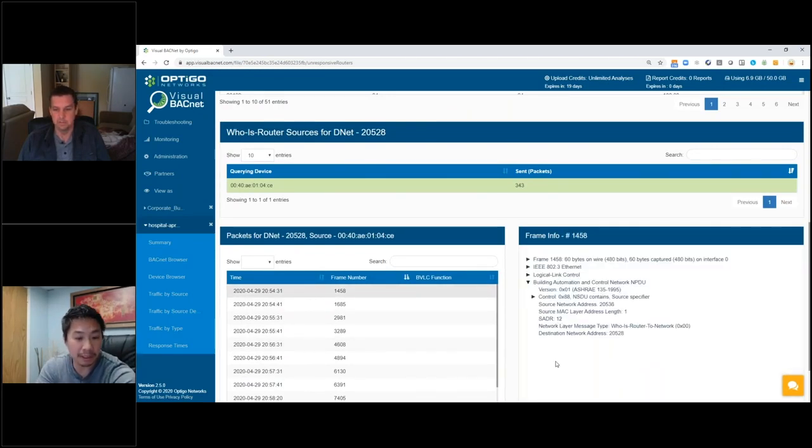It's kind of neat that we had these two files to compare. The corporate building file that we were looking at earlier, we had an excessive amount of global Who-Is-Router-To-Network, whereas this one is what we call a targeted Who-Is-Router-To-Network. This message is being sent by this querying device saying who is the router to network 20528, and it's not getting a response. It's not getting an I-Am-Router-To-Network for 20528. So that's a normal, good frame, but for some reason it's not responding.